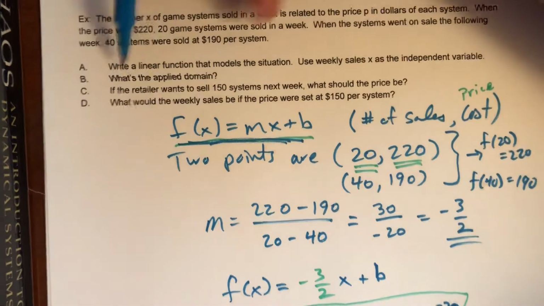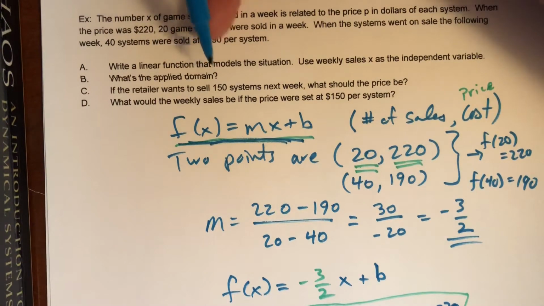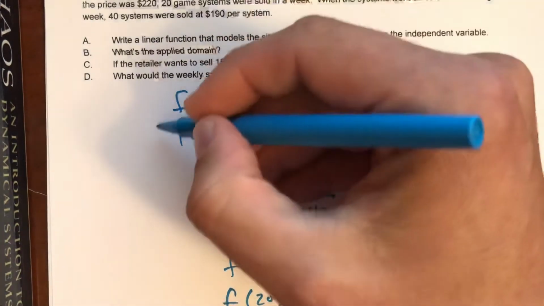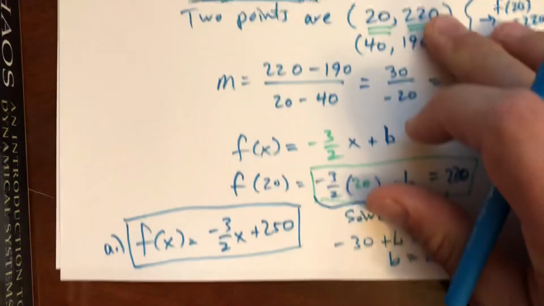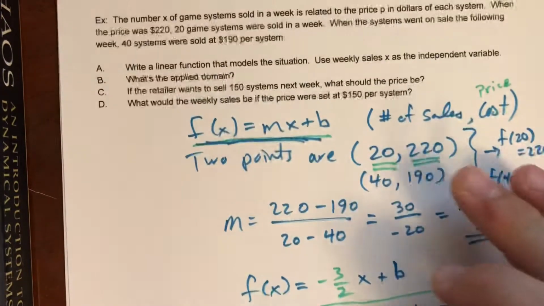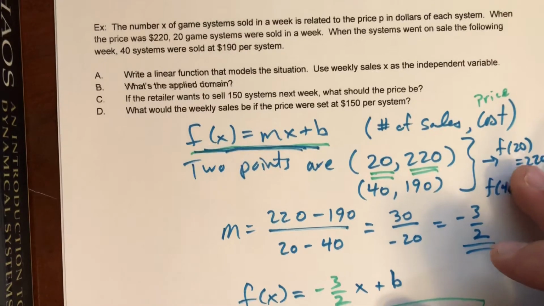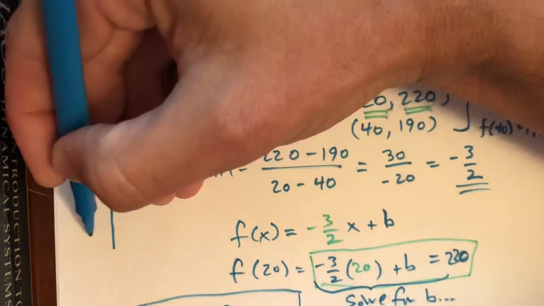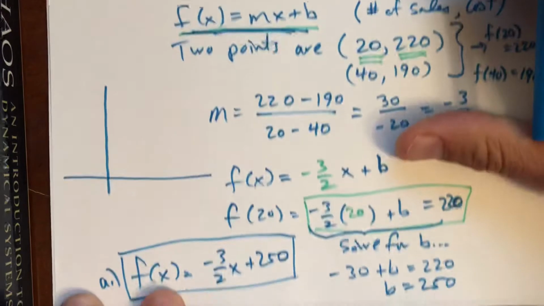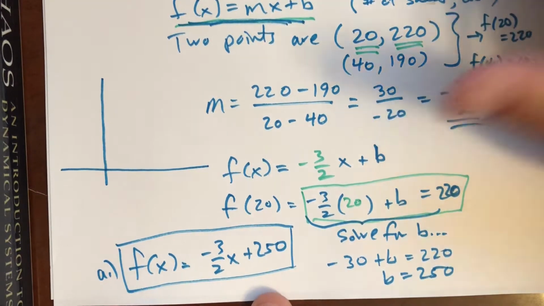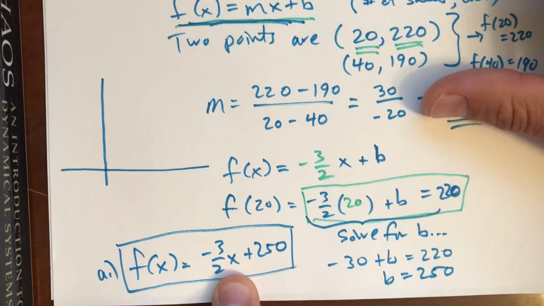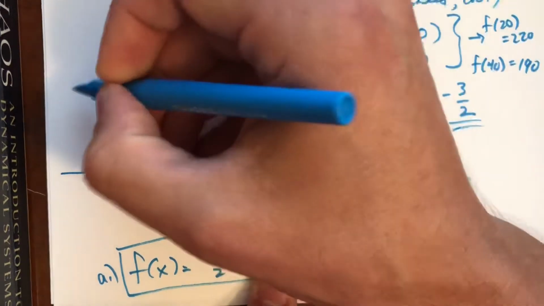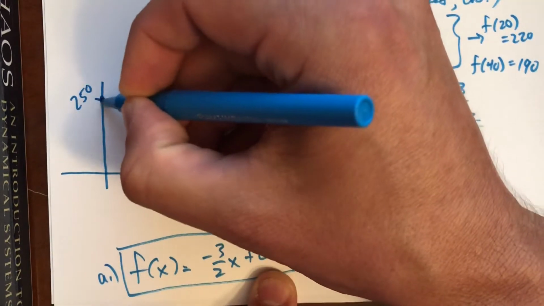So the question we had here is, what is the applied domain? Let's draw a picture of this, because I think drawing a picture would help. This was part A, I'll just write A right there. So part B, what is the applied domain? If we were going to draw a picture of this function, we can plot points maybe. If I put x equals 0 in there, I'm going to get 250. So 250 is up here, and I'd put a dot there.